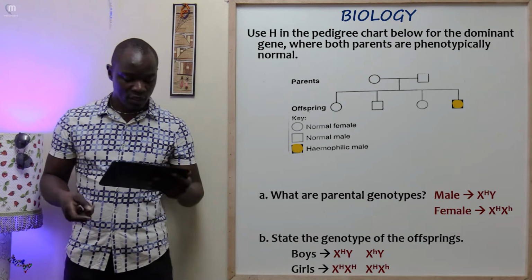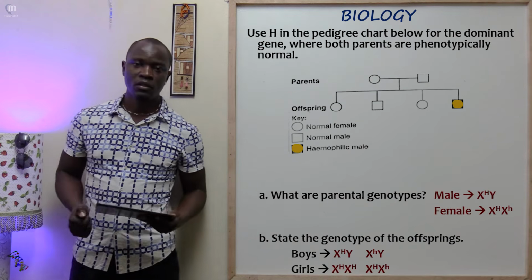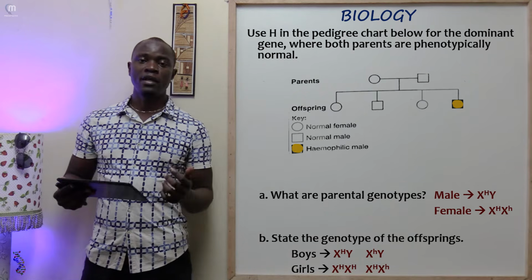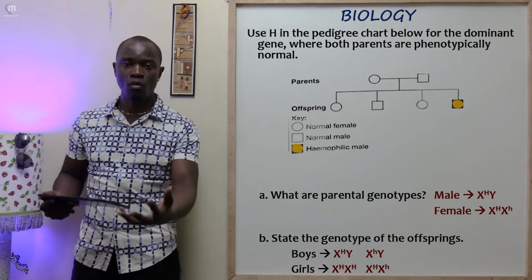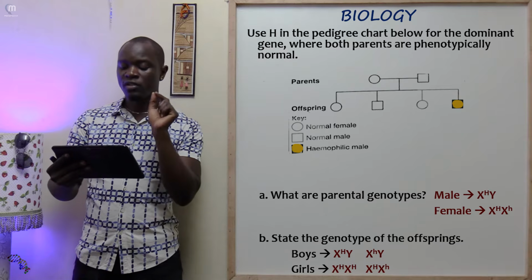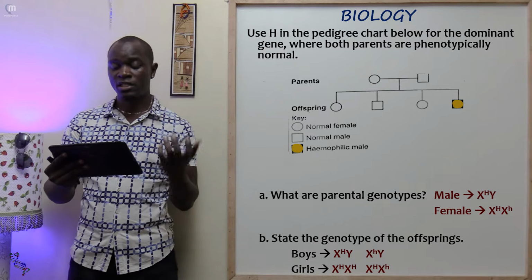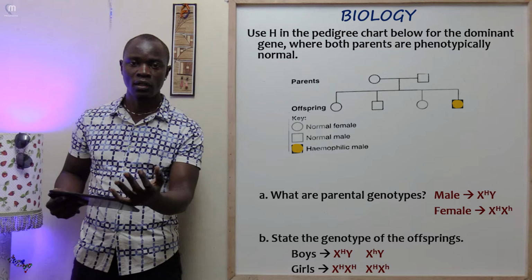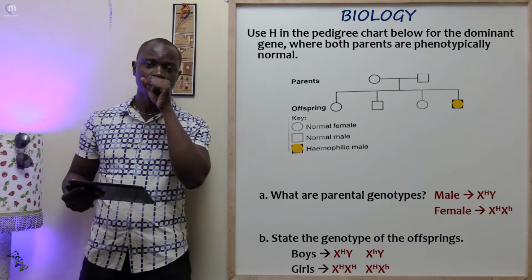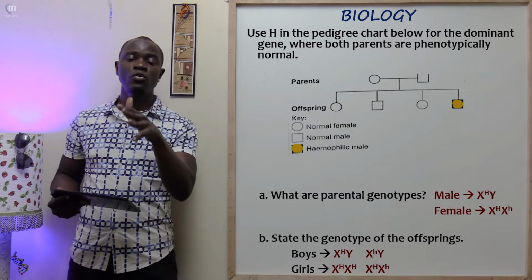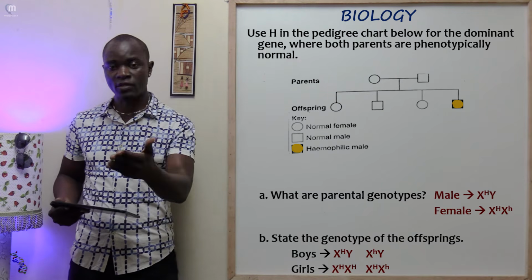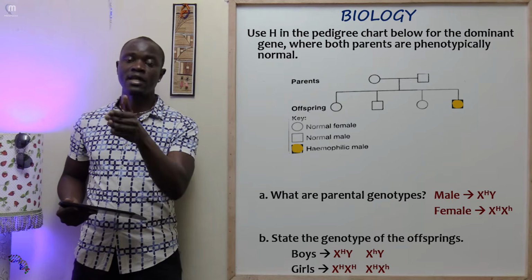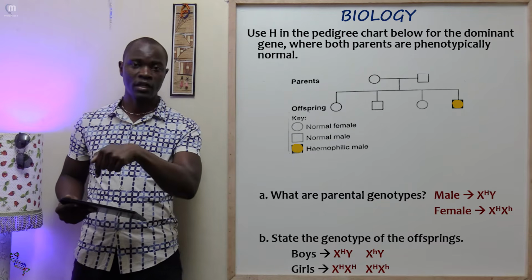So the question is asking, what are the parental genotypes? For the parental genotypes, we see that the male is normal, and we have been told to use H to represent the dominant gene. So capital H represents who is normal. A small h will represent who is not normal, who has hemophilia. So remember, capital H represents normal, and small h represents the recessive, who has the hemophilia.